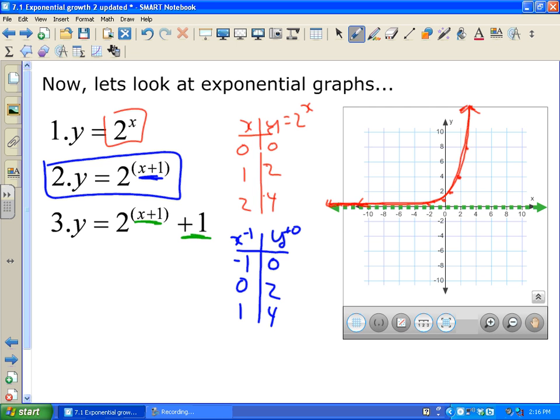So my blue is going to be my new function. Hopefully you're already seeing that this is going to be the exact same function translated 1 unit to the left on the x-axis. Again, I'm going to do it in blue. -1, 0. 0, positive 2. And 1, positive 4.